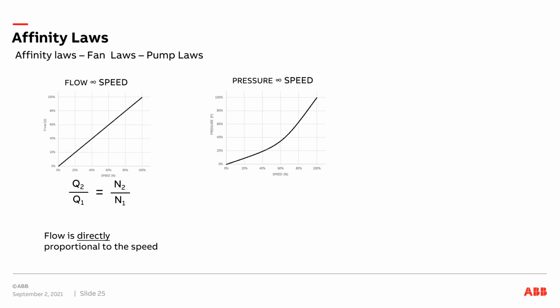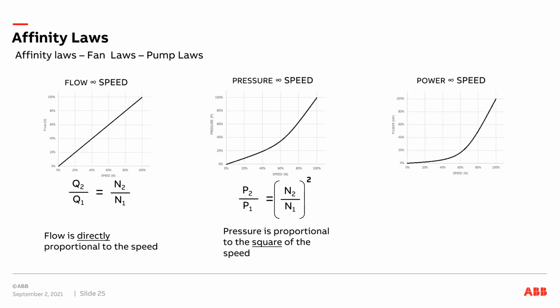Pressure versus speed. Looking at pressure, the change in pressure is equal to the change in speed squared. Pressure is proportional to the square of speed. And power versus speed. Looking at power and horsepower versus the speed, the change in horsepower is equal to the cube of the change in speed. The power is proportional to the cube of speed.